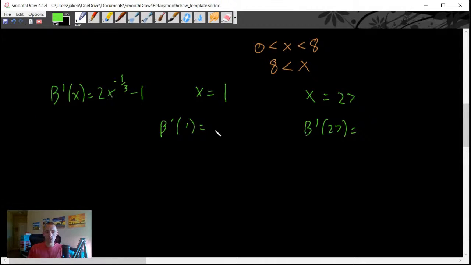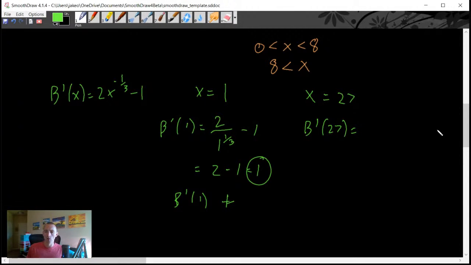So plugging 1 in, we're going to get 2 times 1 to the negative 1/3, again, is the same as saying 1 over 1 to the positive 1/3. And doing this, 1 to the 1/3 is just basically saying taking the cube root of 1. The cube root of 1 is 1. So 2 over 1 is 2, minus 1 is 1. So it doesn't matter what number you actually get. All that matters is whether this is positive or negative. So in this case, we have positive 1. So b prime of 1 is positive.